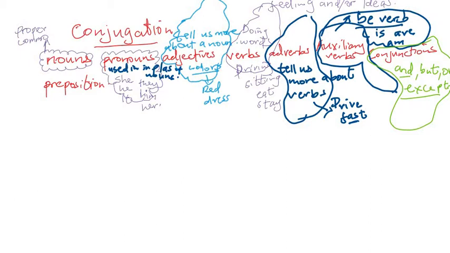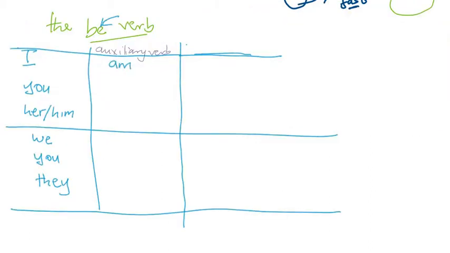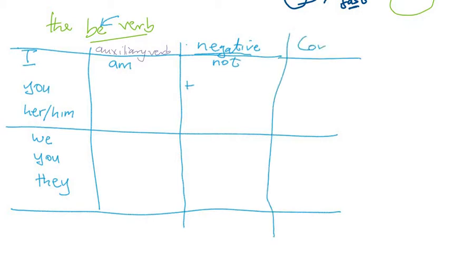Now, we are going to concentrate a little bit more on auxiliary verbs, and like I said, let's just talk about the be verb today. The be verb is normally used with pronouns after or before. First, let's see how the be verb changes with a change of pronouns. I am is affirmative, and to make it negative, you add not. And for contraction, we say I'm not.